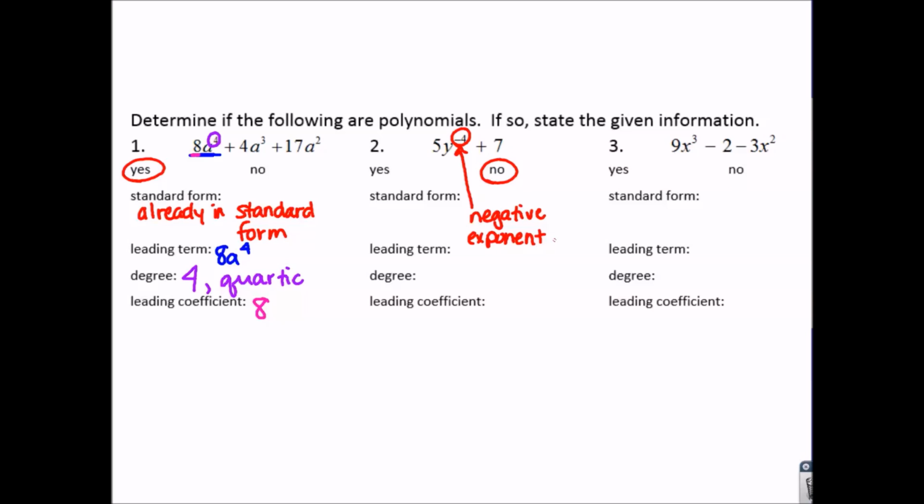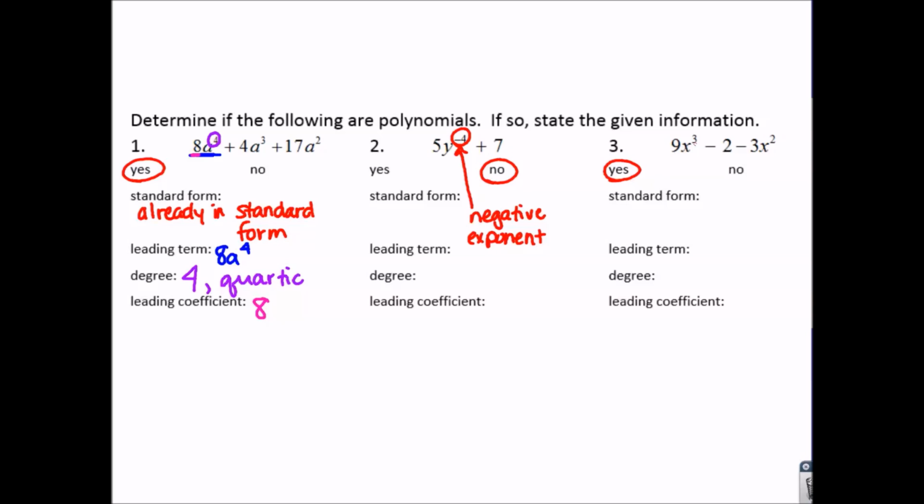Problem number 3 here, we have 9x cubed minus 2 minus 3x cubed. So this is a polynomial. Again, there are no negative exponents, there are no exponents in the denominator. It's just a normal looking equation. But this is not in standard form.